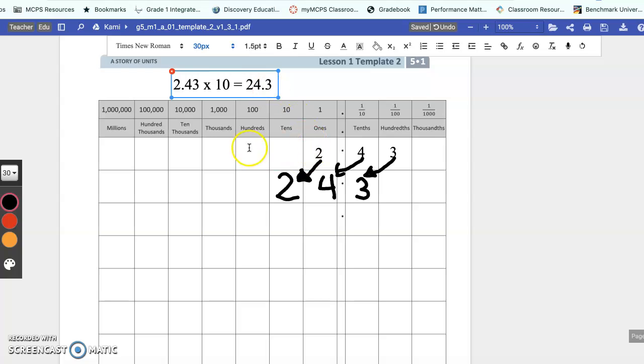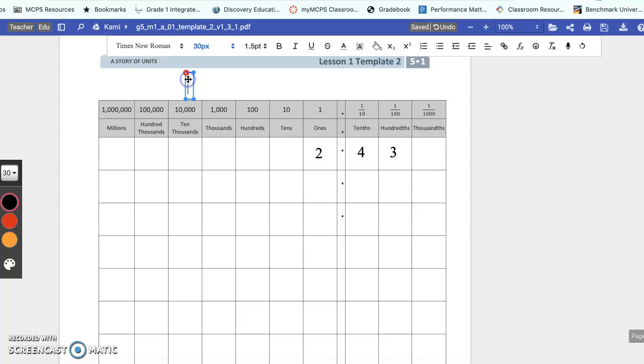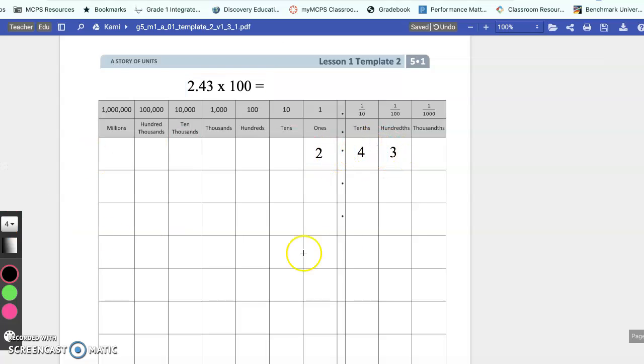Now, what if I wanted to multiply 2 and 43 hundredths by 100 instead of by 10? I'm going to clear this out and write my new equation. 2 and 43 hundredths times 100. The process would be similar. Instead of each digit increasing by one place value, each digit is going to increase by 2 place values because I'm multiplying each digit by 100.